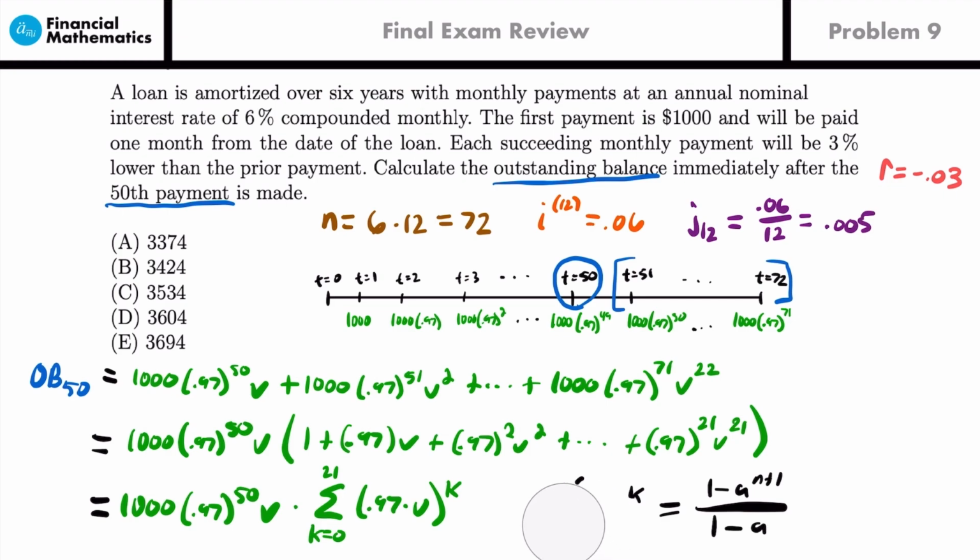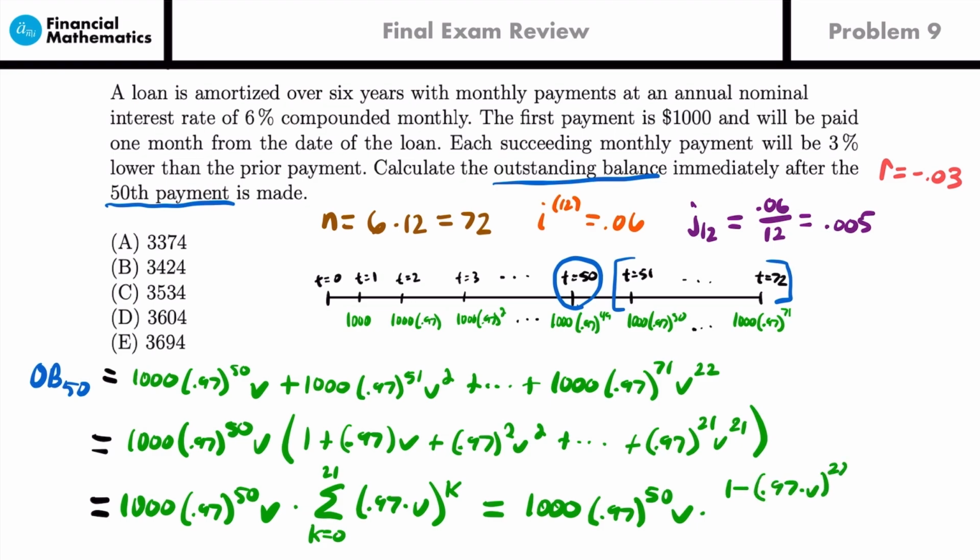So in this case, a is 0.97 times v. So the outstanding balance will be equal to 1,000 times 0.97 to the power of 50 times v times 1 minus 0.97 times v to the power of 22. We add 1 to that power of n, right? It's not 21, it's 22. And then you divide by 1 minus 0.97 times v. Okay, so that right there is actually how you would calculate the outstanding balance at time 50.